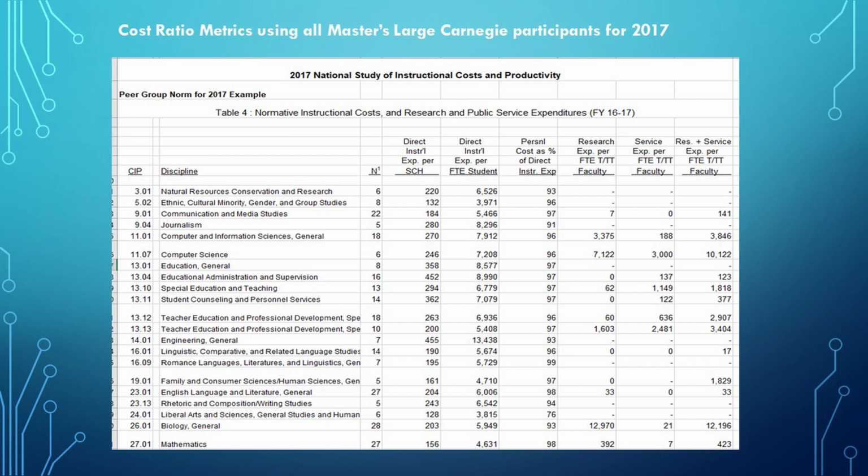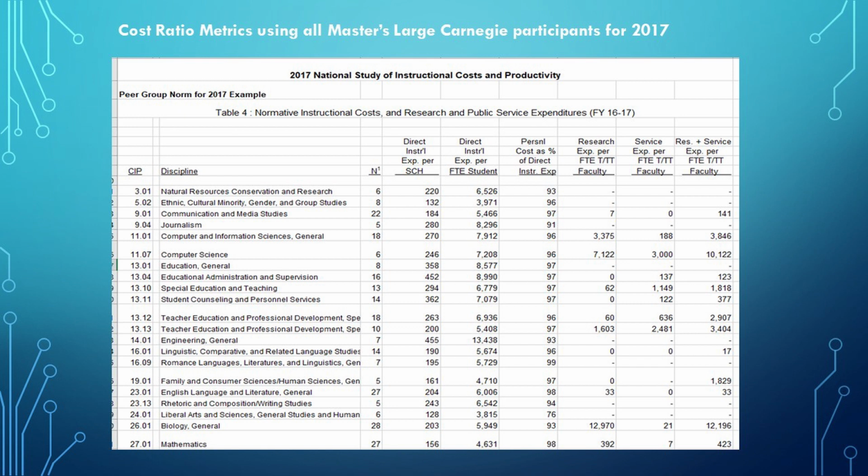you'll see that the largest comparison that's visible on the screen was in mathematics, that 27 of the master's large offered a math program. The smallest was journalism, which is CIP 09.04, and there were only 5 in that category, as was the case with family and consumer sciences.